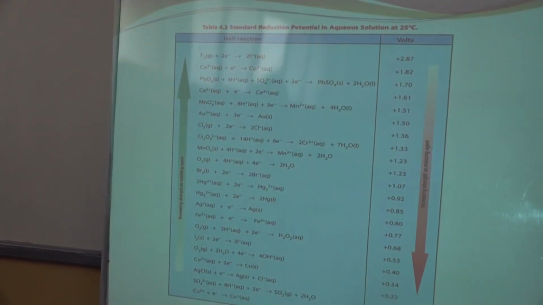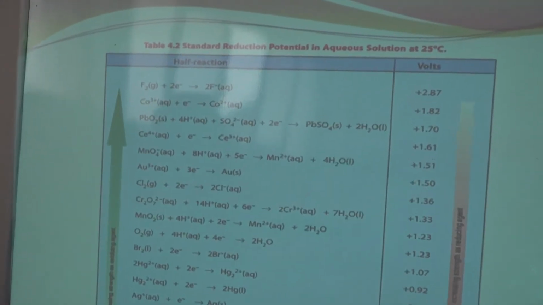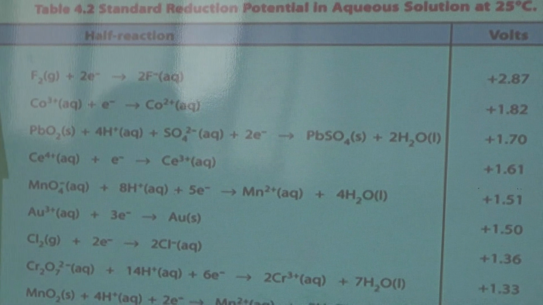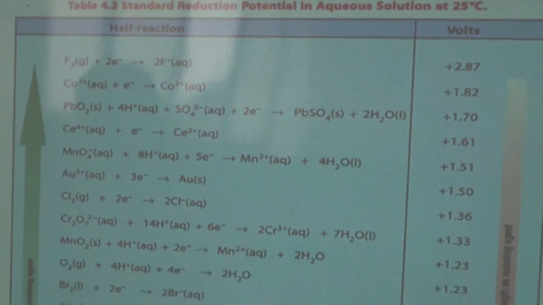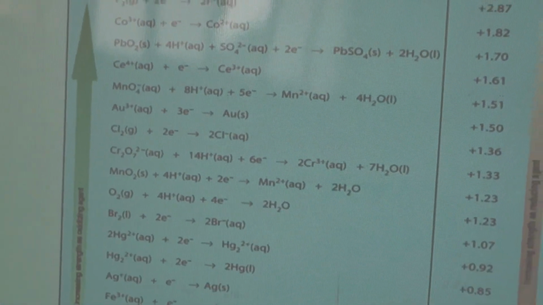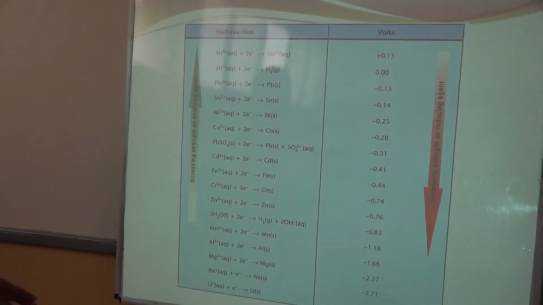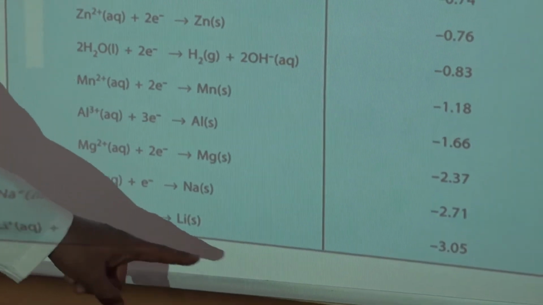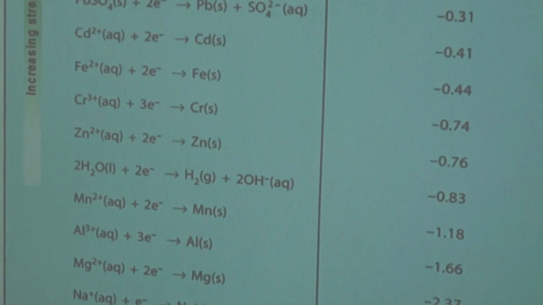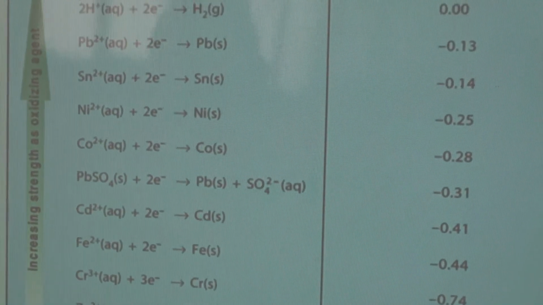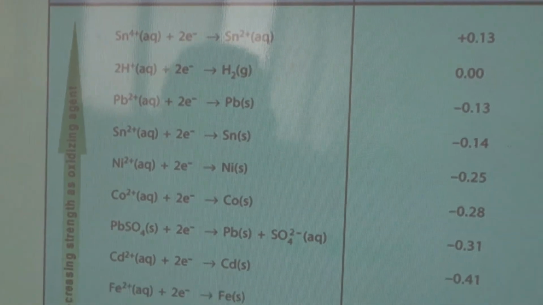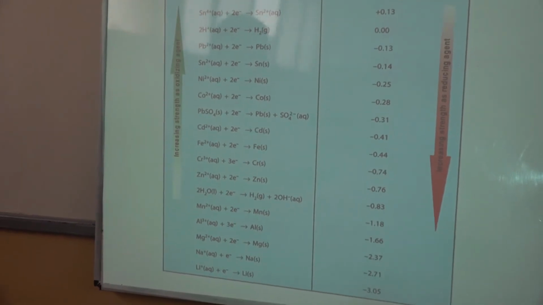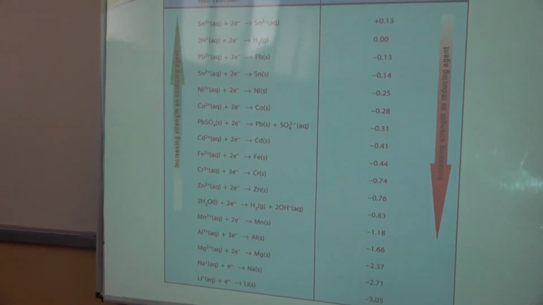What does it mean? Fluorine has the highest reduction potential value, which implies it is the most oxidizing agent, and it can easily get reduced. The other point: from all, the least value is for lithium. The reduction value of lithium plus to lithium is -3.05. It is the least reduction potential value, which implies it is the most reducing agent, and it can easily get oxidized. These points are very important.